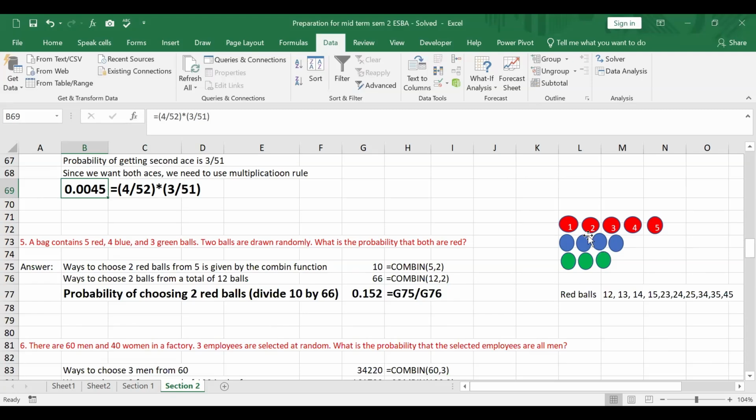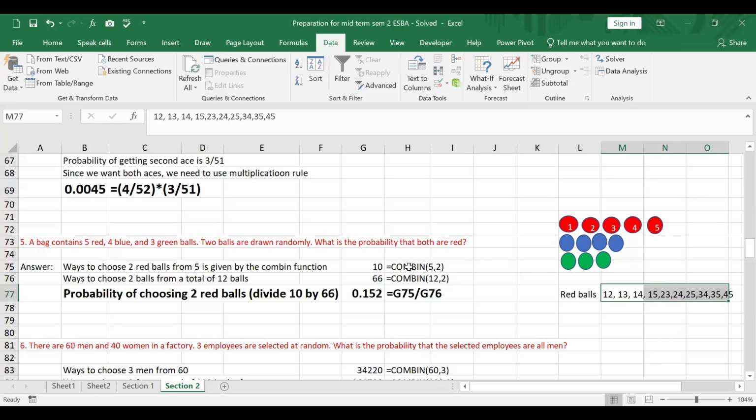Now, red balls, if you have to say, combinations can be 1 and 2, 1 and 3, 1 and 4, 1 and 5. Then with 2, 2 and 1 is not to be counted because it is the same as 1 and 2. So 2 and 3, 2 and 4, 2 and 5 can be taken. So total comes to 10 different combinations. So when it is 5 balls, you can count it.